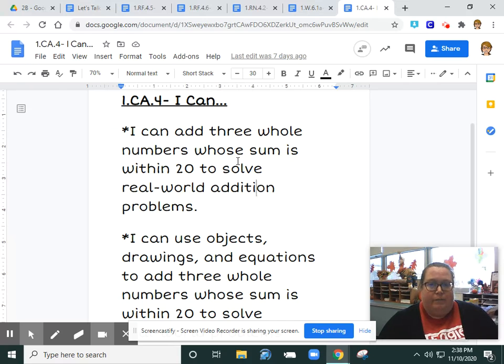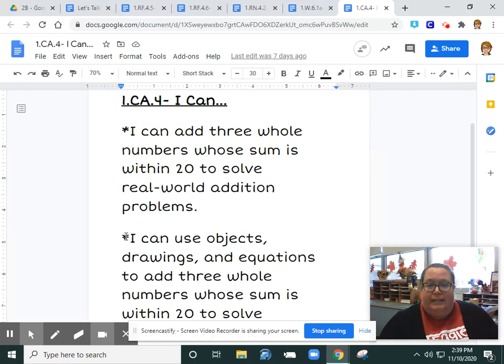I'd like to break that down a little bit. This right here says real-world addition problems. Real-world addition problems are problems that you might see in the real world. We also call them story problems. We call them number stories, but that's what that means. Okay. I can add 3 whole numbers. So we're adding 3 numbers together in these problems. Okay. Whose sum is within 20, which means the answer is not going to be bigger than 20.